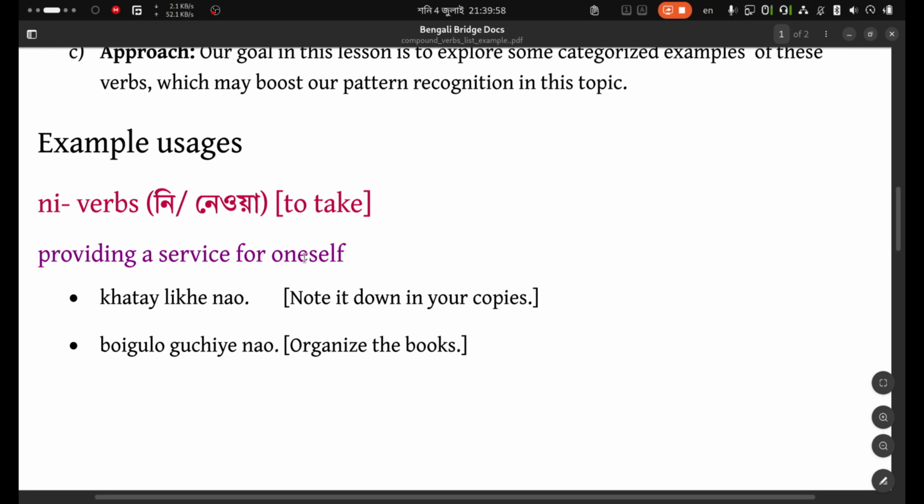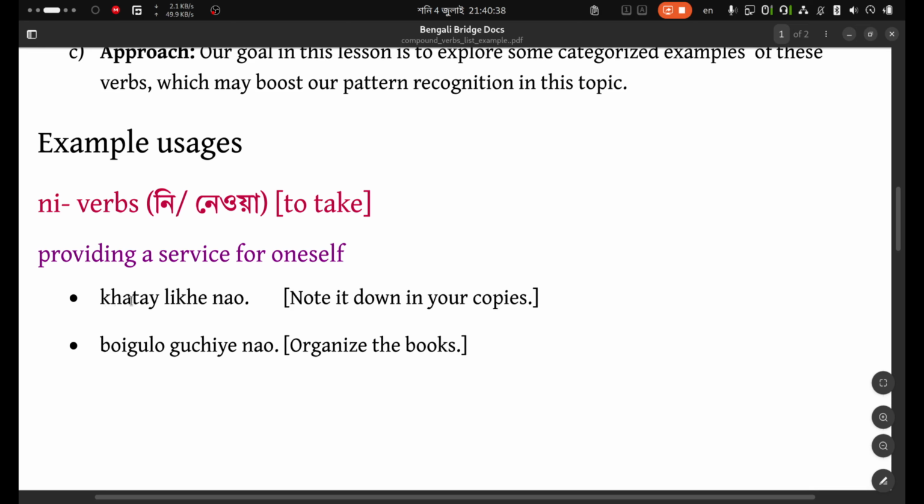And this one is actually easy. It mostly has one meaning. I have tried to find some other meanings as well, but I couldn't find any other nuance or any other meaning. Usually verbs ending with newa mean providing a service for oneself. So you are doing a service for yourself, self service. And the example will make it clear.